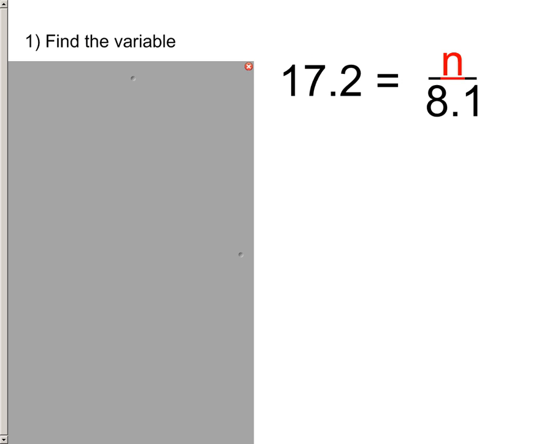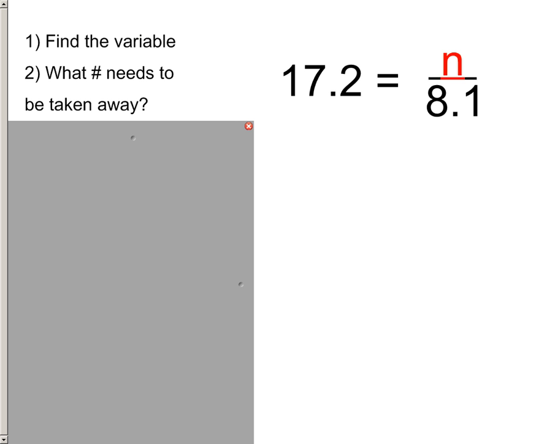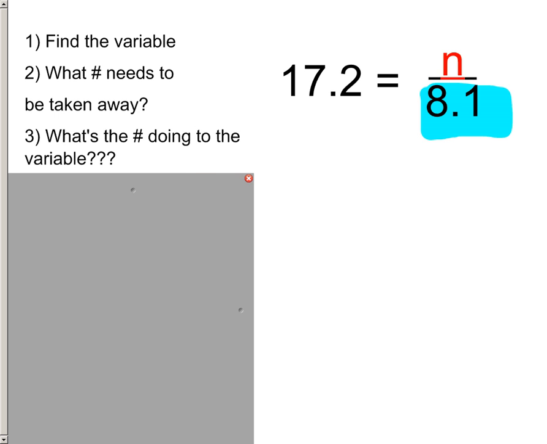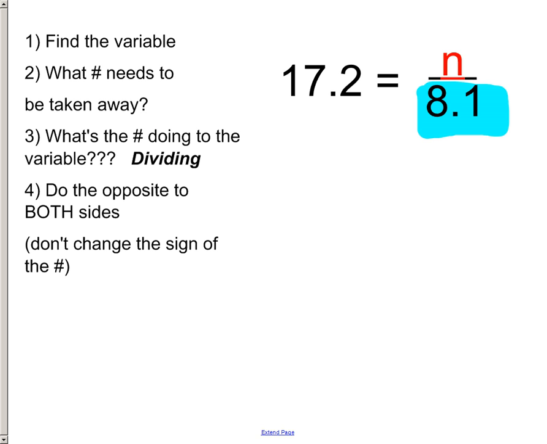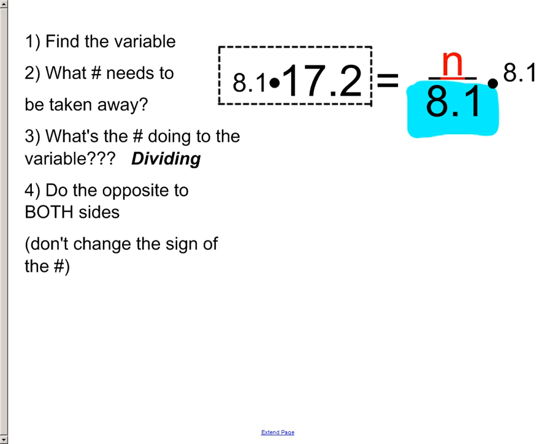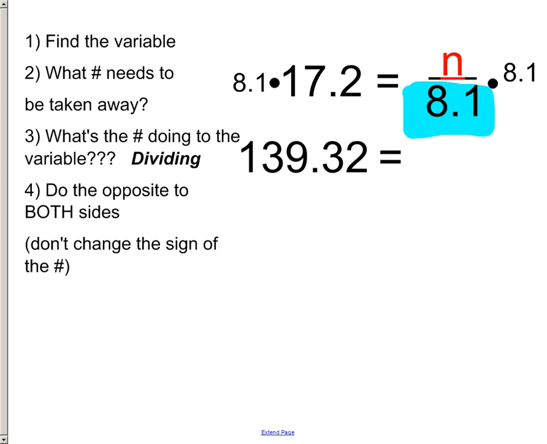Where's the variable at? This time it's on the right side. We know the number we need to get rid of. It's 8.1. What's it doing to the variable? Well, it's dividing, so we need to multiply. So we need to multiply both sides by 8.1. What happens there? Let your calculator do the work. 8.1 times 17.2 is 139.32. And over on this side, again, trust me, it cancels out, and we can slide it straight on down. And there you have it.